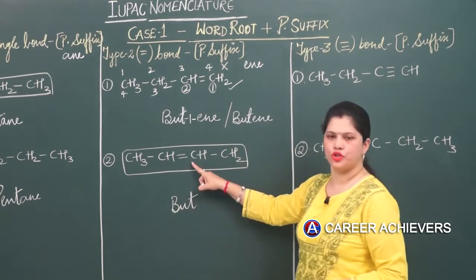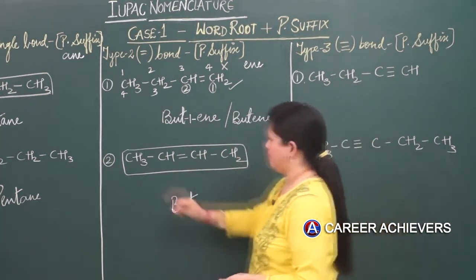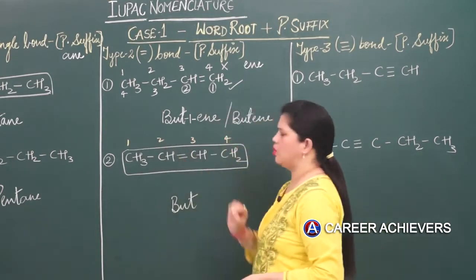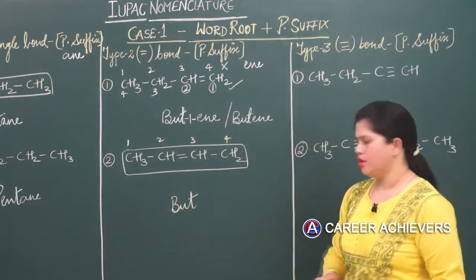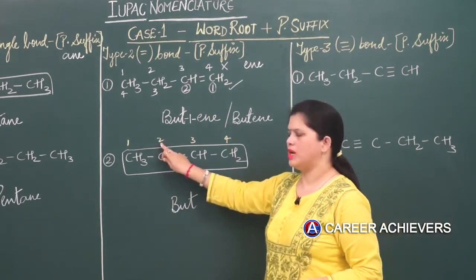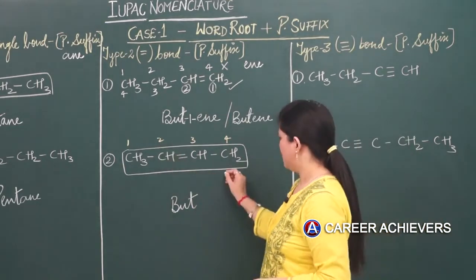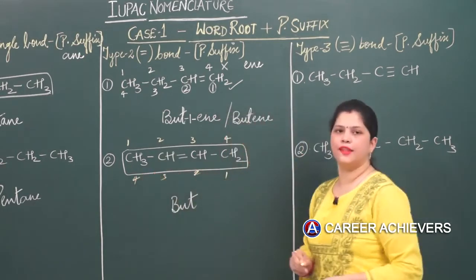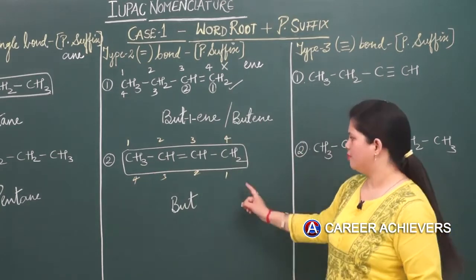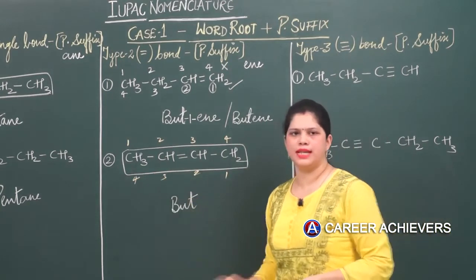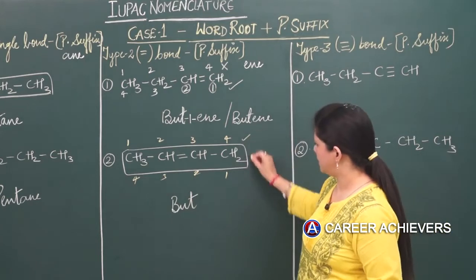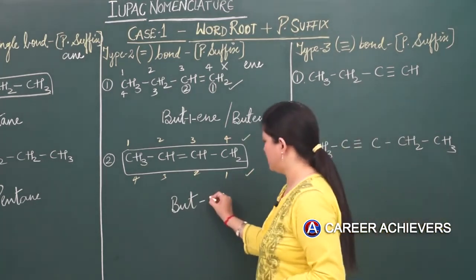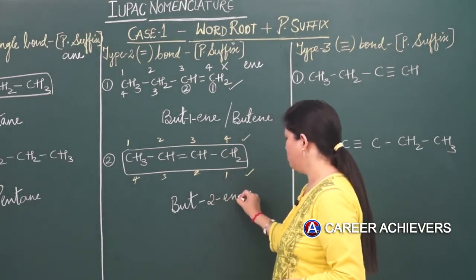Then if we talk about the position of the double bond, let's do the numbering. If I number from this side, the position of the double bond is in between the 2nd and 3rd carbon. So basically this double bond can be said to belong to the 2nd carbon. But if we number from this side, we can again see the positions are not changing. From both sides the positions come in between the 2nd and 3rd. So for this kind of situation, both numberings are considered right. So the name for this molecule would be but2ene.